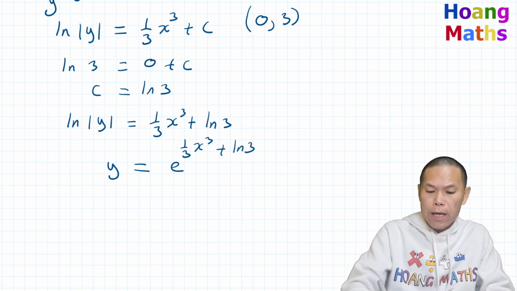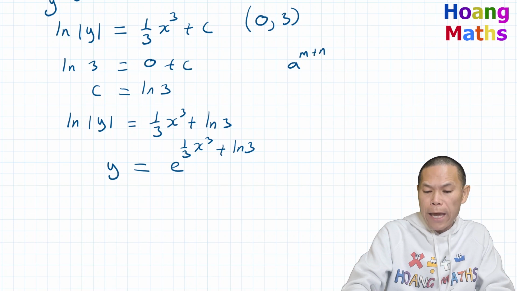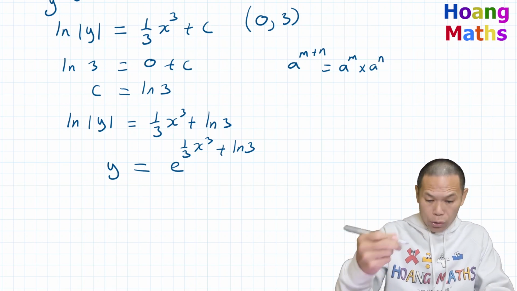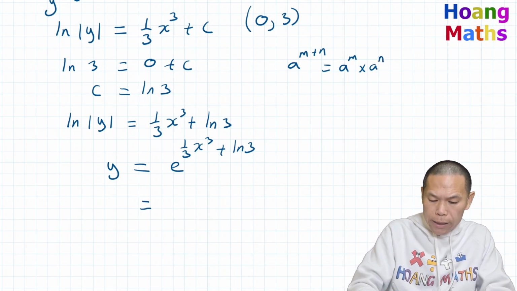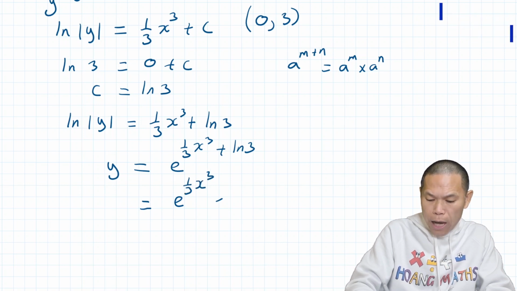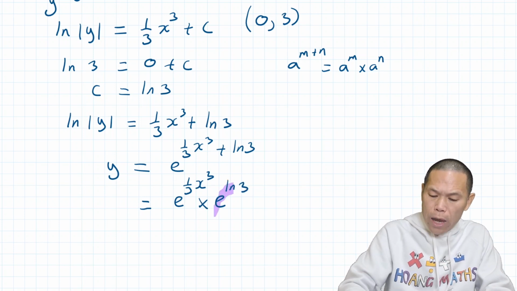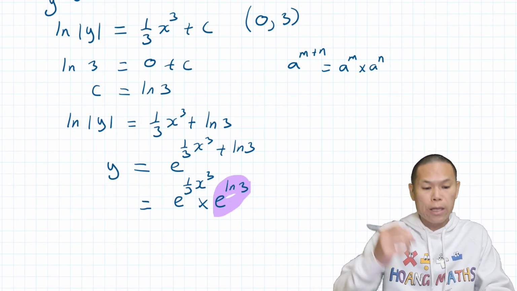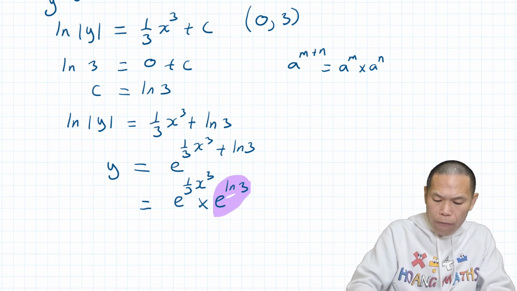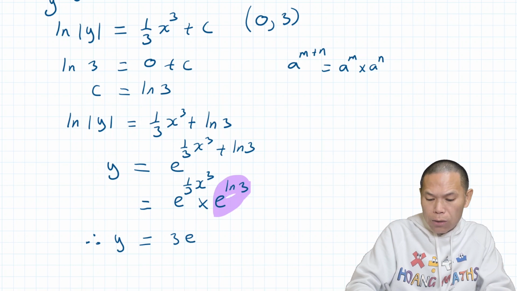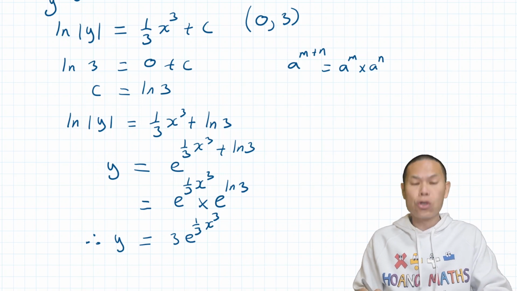But do not forget, e to the power of m plus n is e to the power of m times e to the power of n. So therefore, y is the same as e to the a third of x to the power of 3 times e to the ln of 3. But then e to the ln of 3 will give me 3, so keep that in mind. Therefore, y is 3 e to the a third x to the power of 3. So there you go, that's your answer.